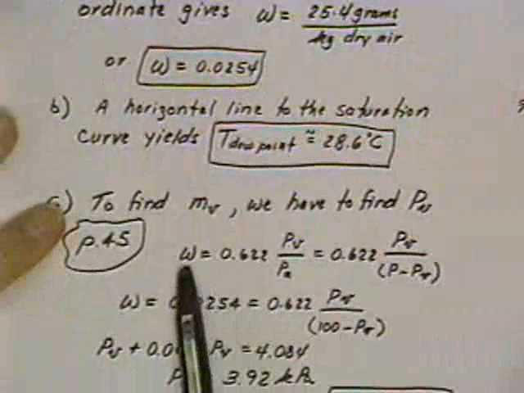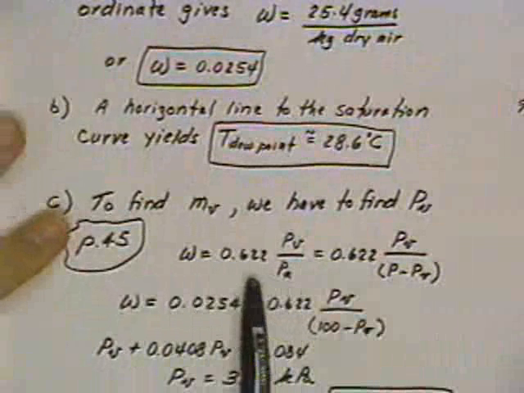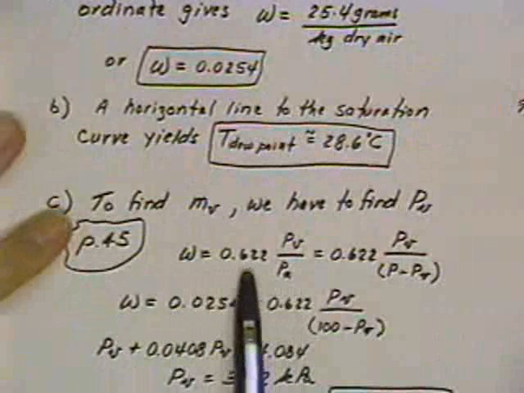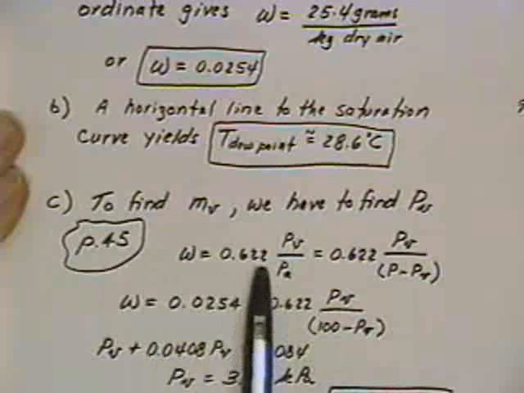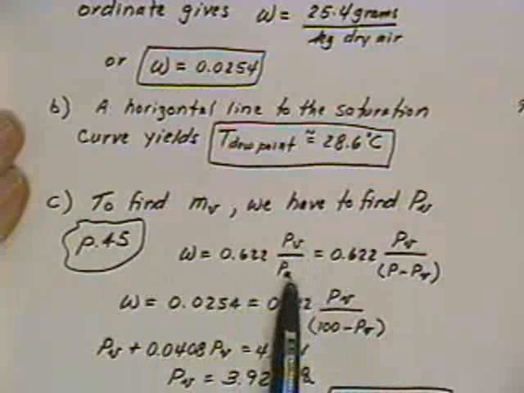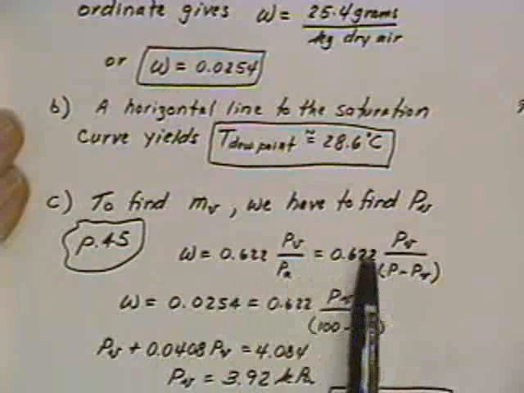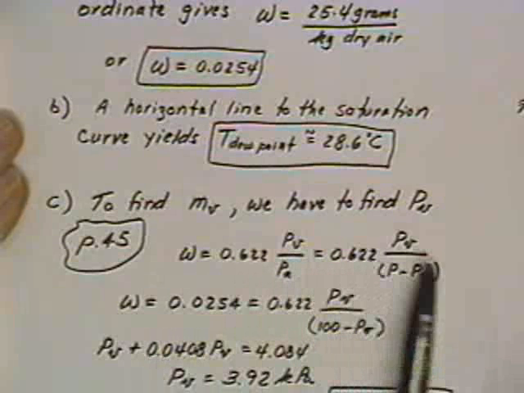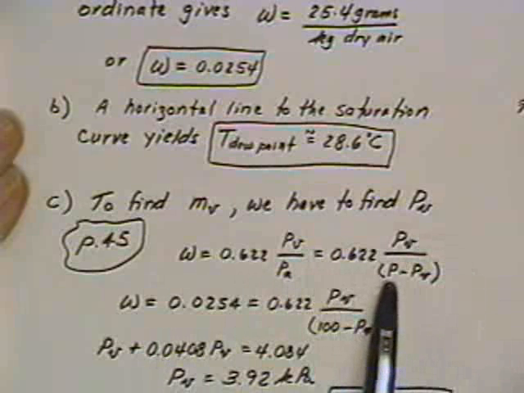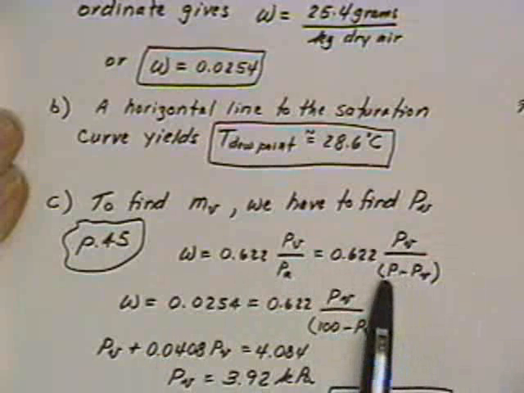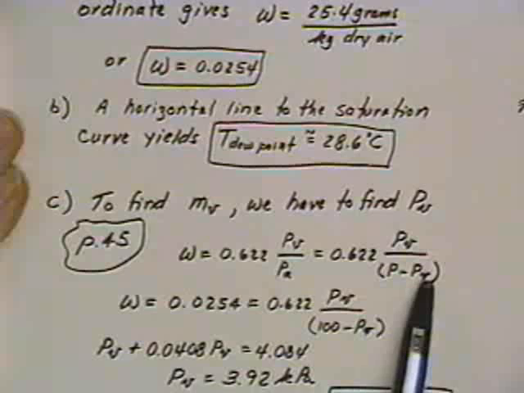So we've got an expression that says omega is equal to 0.622, that's on page 45 under psychrometric relations. Omega is 0.622 times the pressure of the vapor over the pressure of the dry air. Of course, the pressure of dry air is just the total pressure minus the pressure of the vapor.